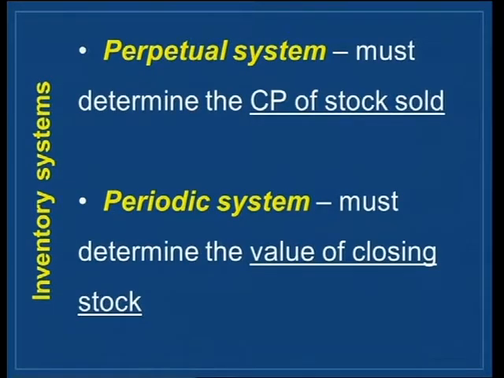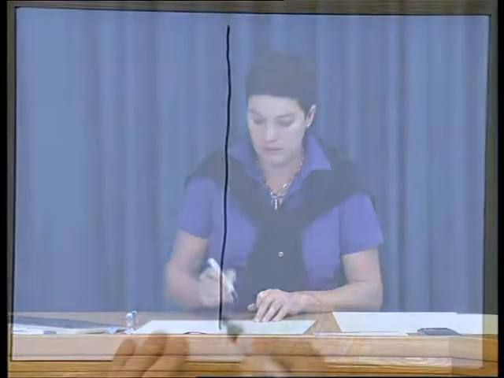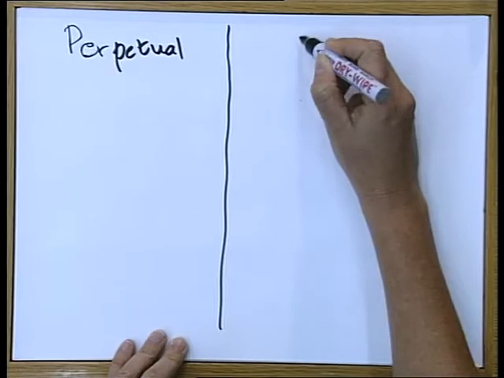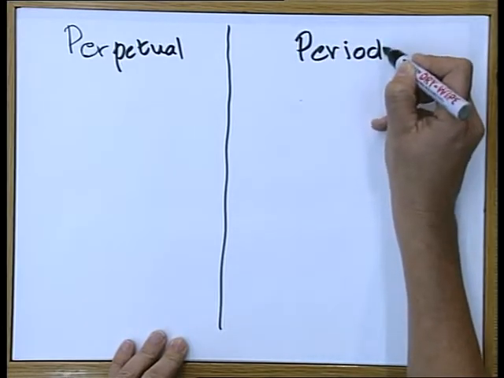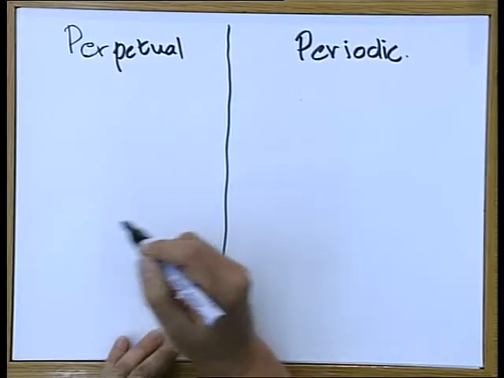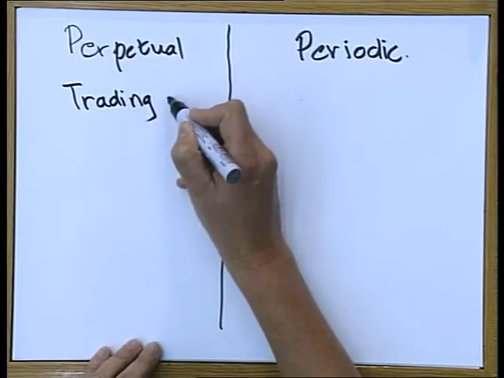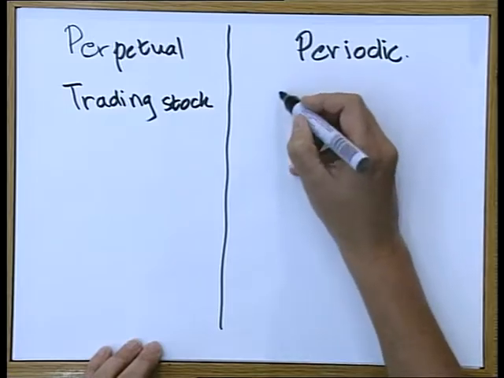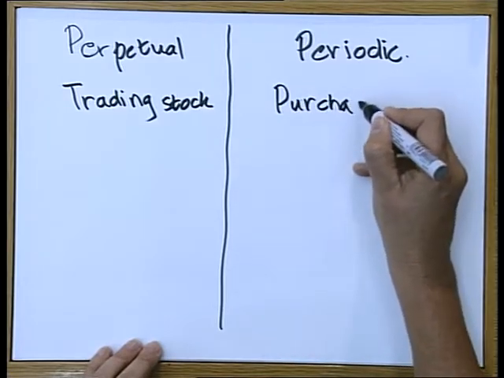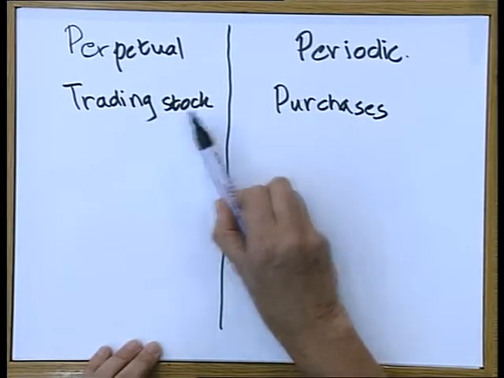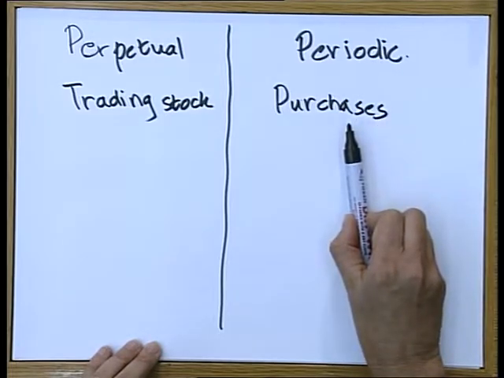Before we go on, maybe I must just say a little bit more about that. When we do our general ledger for those two, let me draw that here for you. So let's say this is the perpetual and the periodic. We've got different accounts that we use for these two. You will know that for perpetual, we've got a trading stock account. And for periodic, we've got purchases. So whenever we purchase stock with perpetual, we will write in the trading stock account. But when we purchase stock for the periodic system, we will write in the purchases account.